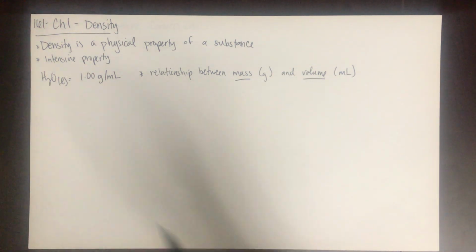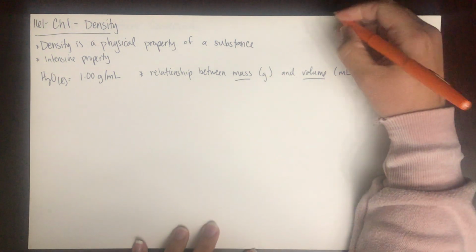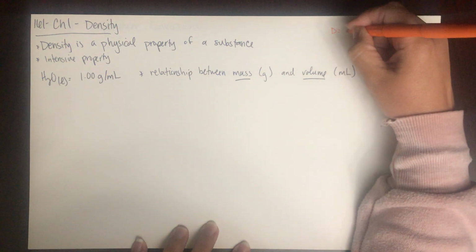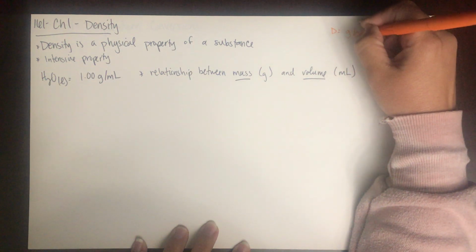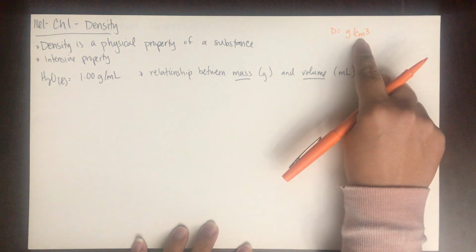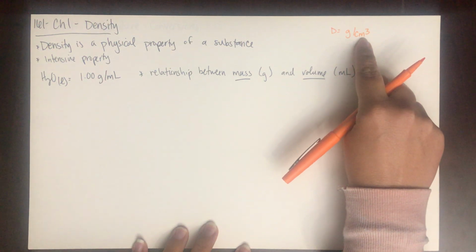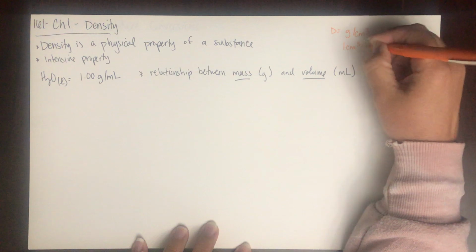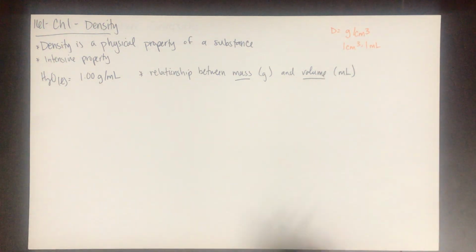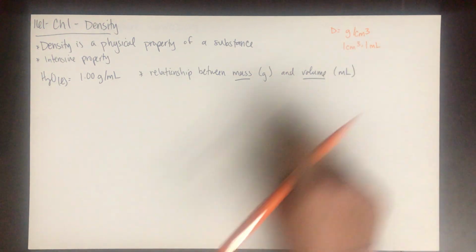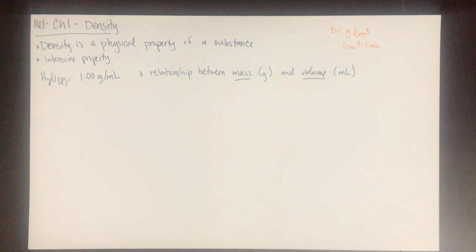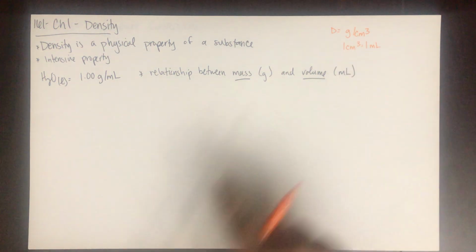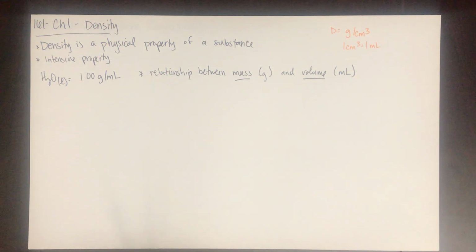Sometimes in lab, you'll see it written as density in grams per centimeters cubed. Centimeters cubed is also a volume, and 1 centimeter cubed equals 1 milliliter. So it's actually the same thing, but sometimes you see the units written a little differently. Depending on what type of science you're talking about, you would see density recorded differently.